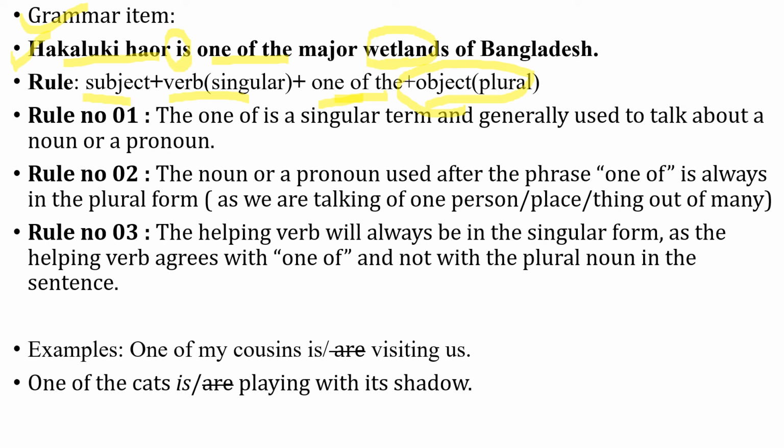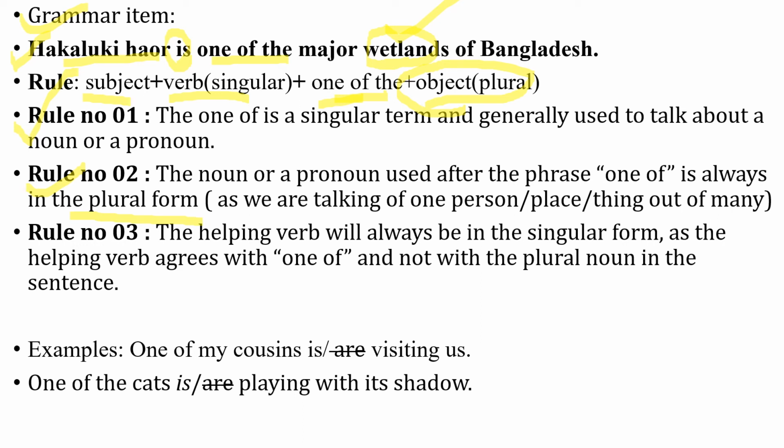So what is the rule of this type of sentence? Rule 1: one of is a singular term and generally used to talk about a noun or a pronoun. One of is used to mention one singular thing, not many things, only one singular thing. Rule 2: the noun or pronoun used after the phrase one of is always in the plural form. So wetlands here is in a plural form, as we are talking of one person, place or thing out of many.